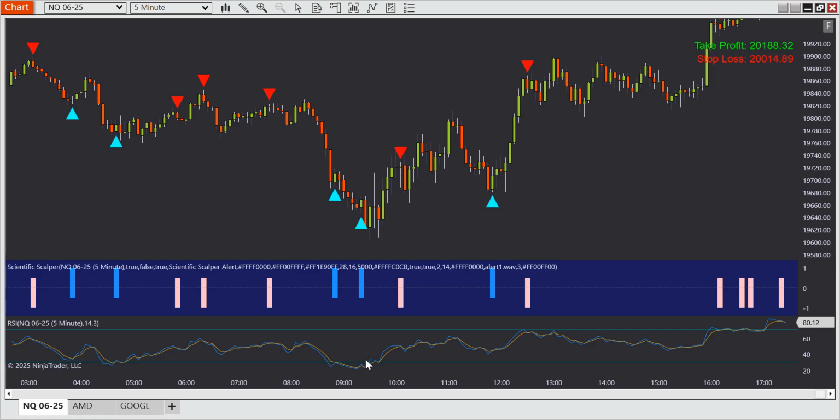And so that's just another great one to only take that confirmation. Again, the two-part for the scientific scalper, and then something like an RSI or maybe even some other oscillator indicating oversold or overbought will work great. And so when those line up, as we see here, worked out perfectly.